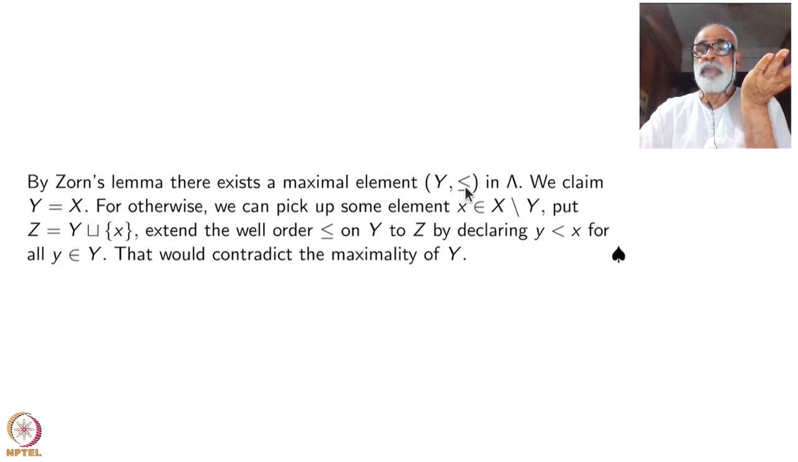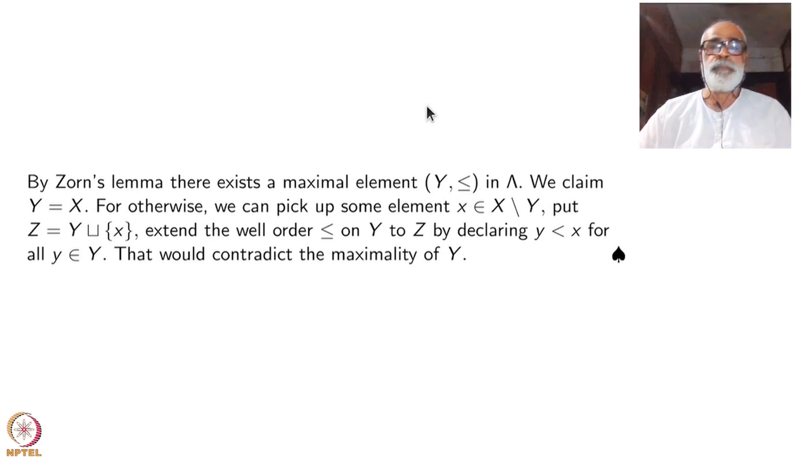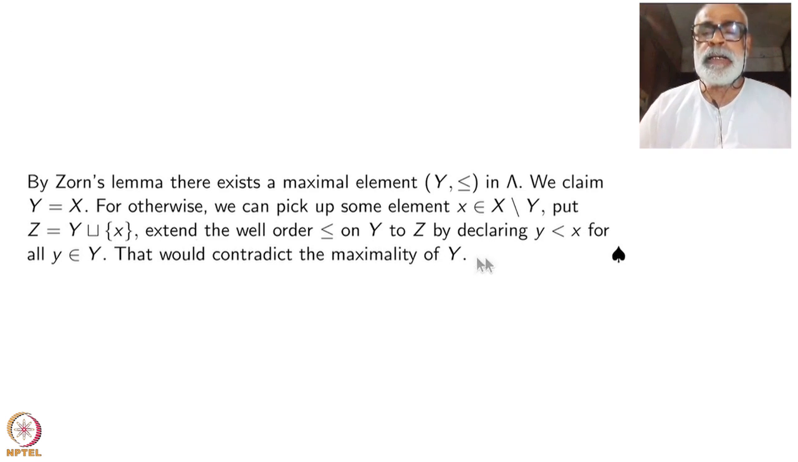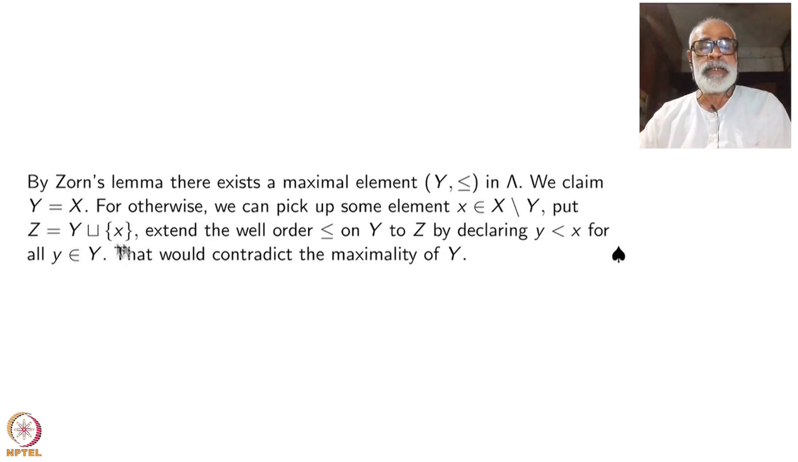We have formed a partial order which is actually a well order. Okay. So why should Y be equal to X? That is what we have to see. If not, we can pick up some element x inside the complement, put Z equal to Y disjoint union x. That means one extra element. Extend the well order on Y to Z. The only thing that we have to extend is how x is related with other elements. So declare y less than x for all y inside Y.